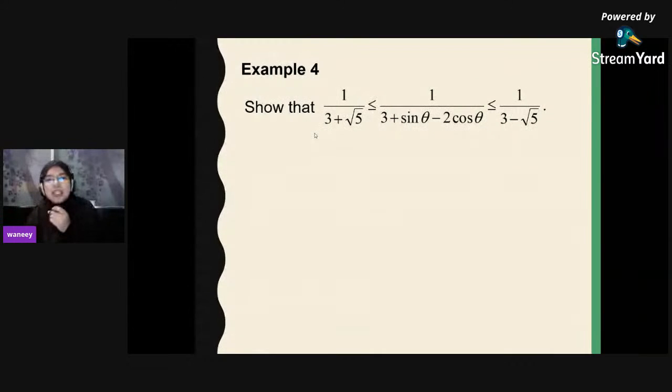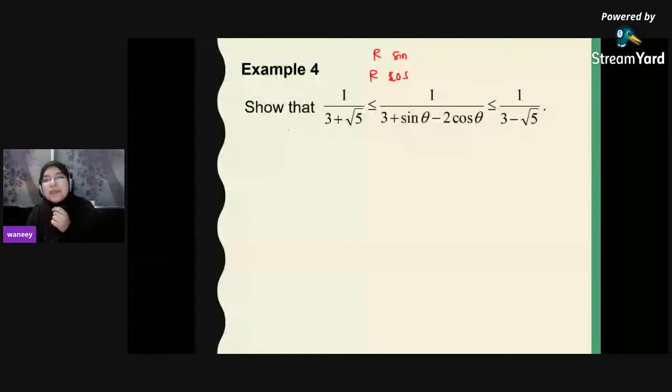Because we have a value on the left and a value on the right. So something to do with the maximum and minimum. That means this is something to do with R sin and R cos as well. So we want to find the maximum and the minimum. So we need to do either R sin or R cos.